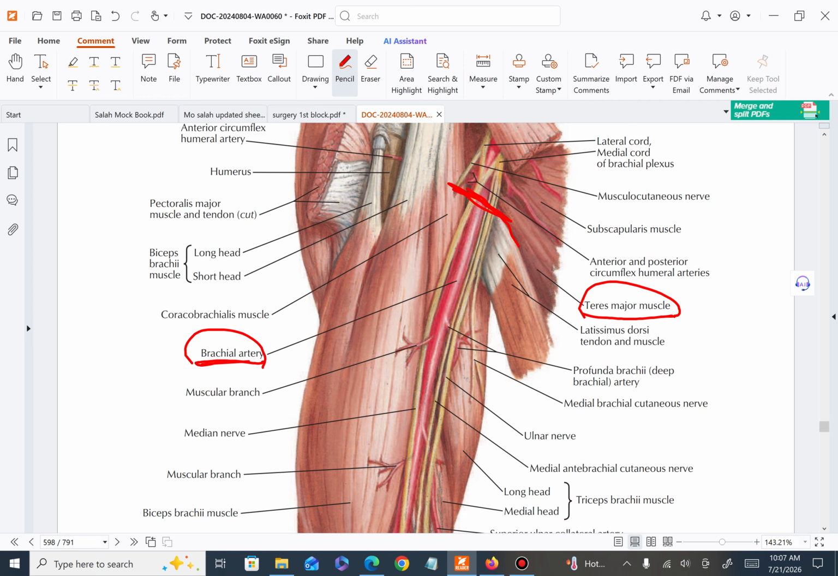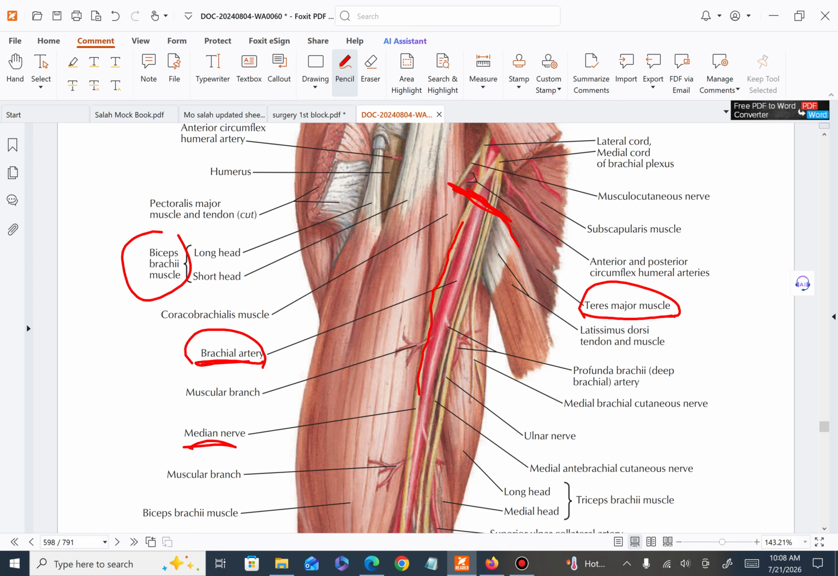Then the brachial artery in its course is related to two structures. One is a muscle, which is the biceps muscle. You can see this is the biceps muscle. At the medial border of the biceps muscle, the brachial artery runs downward in the arm. So this is the first structure which is related to the brachial artery. Then the other structure is the median nerve.